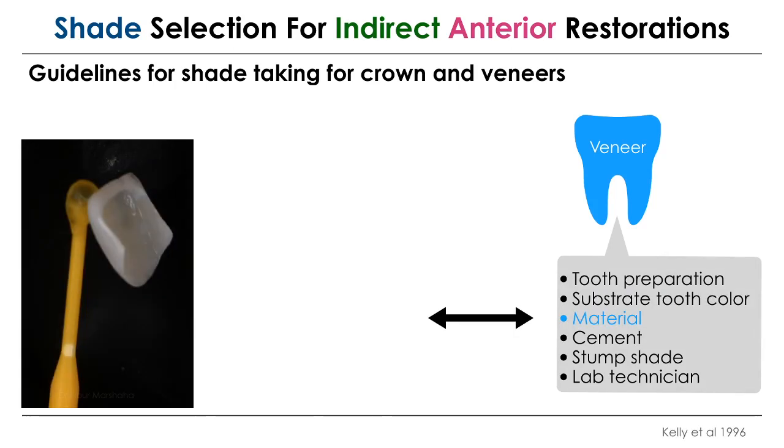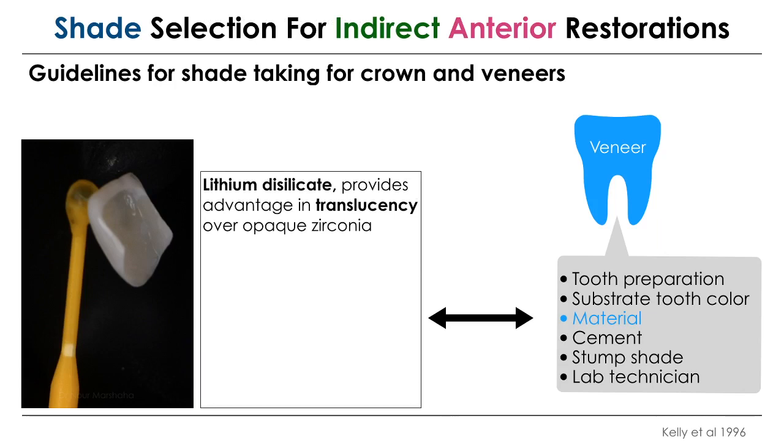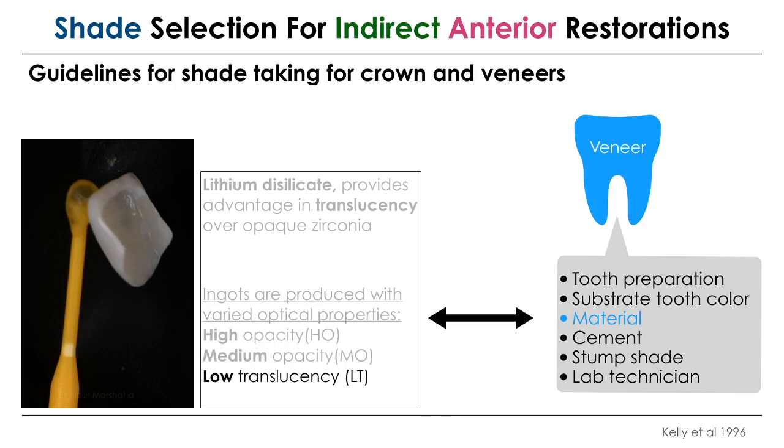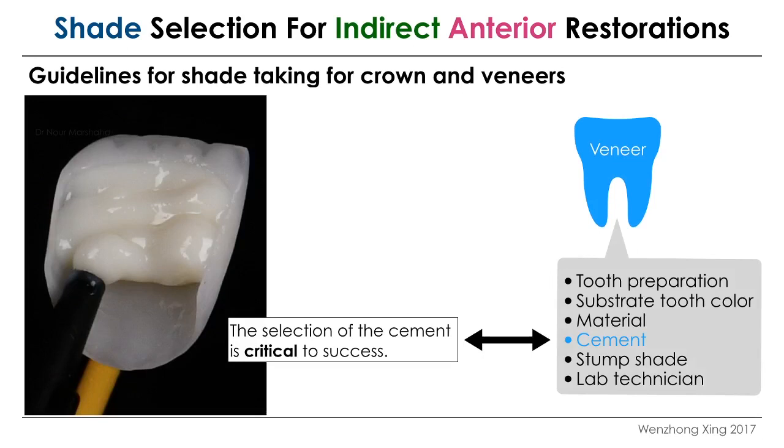And what about the materials of the ceramic veneers? Lithium disilicate ceramic materials enable layering strategies, but their physical and optical properties must be understood. Lithium disilicate has high strength, 400 megapascals, and variable translucency, and it's sometimes similar or superior to leucite-reinforced ceramics. Its optical properties vary between high opacity, medium opacity, low translucency, and high translucency.